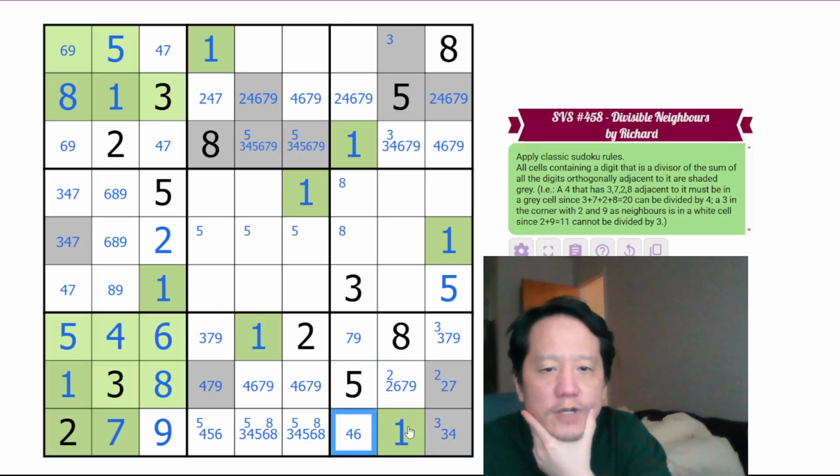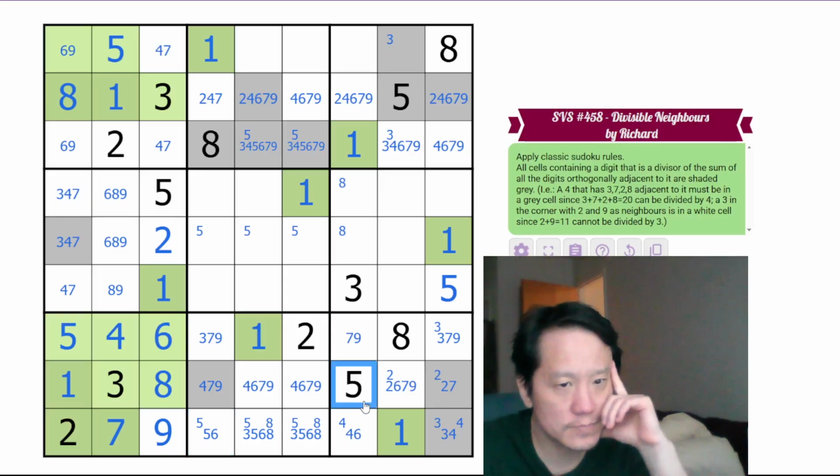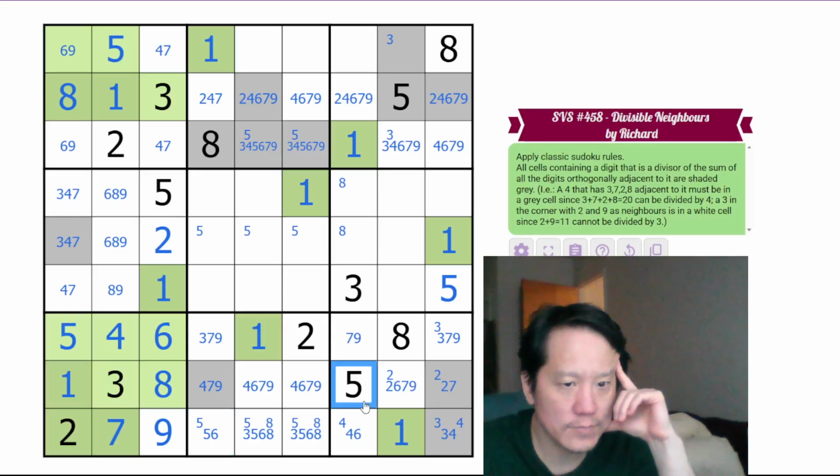So 4 in box 9 has to be one of these two digits, which eliminates 4 in the rest of the row. Nine is satisfied.